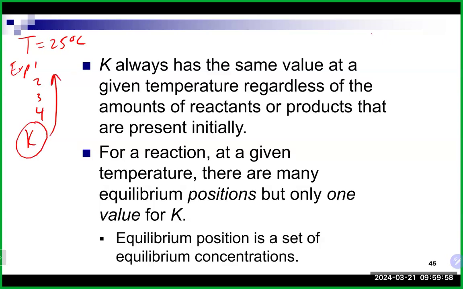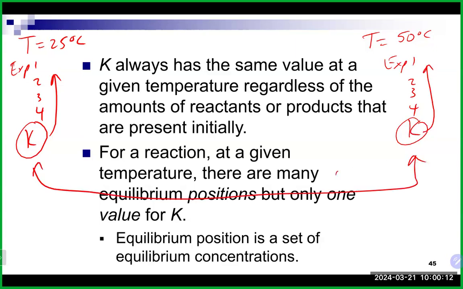If you did the same reaction at 50 degrees Celsius and did another four experiments, you should have the same K value at 50 degrees all the way through. But in comparison between the two temperatures, you will have different values of K at 25 degrees versus 50 degrees. Everybody understands that? That was the idea of what we talked about.